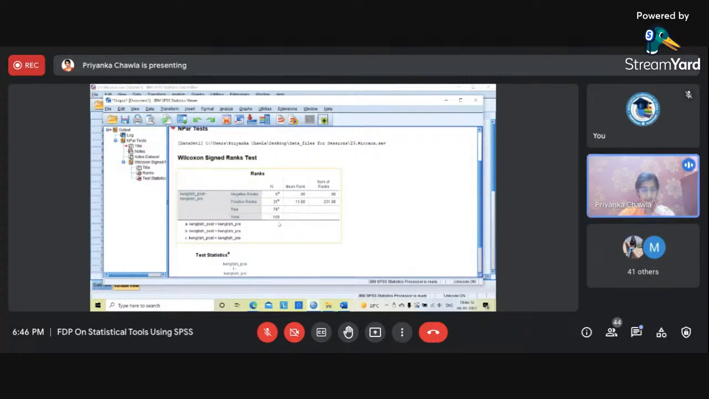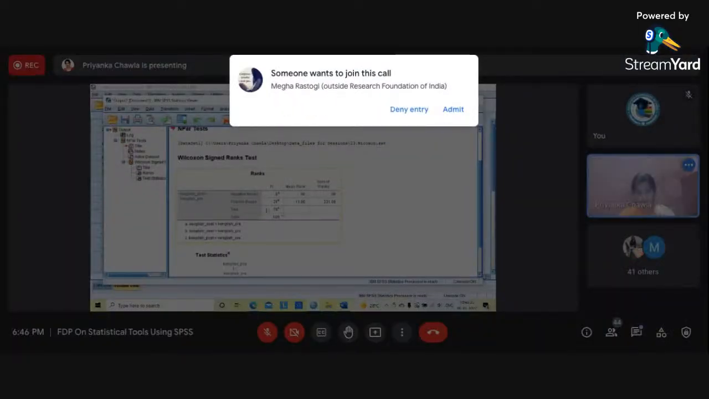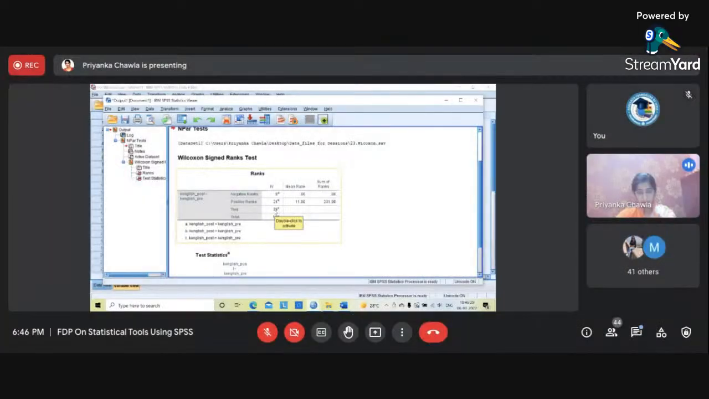How much is the sample data? 100. Out of 100, 79 were ties. Next, negative rank is 0 and positive rank is 21. That means post is smaller than pre, that's why we are getting 0. And here we are getting post is greater than pre, that's why we are getting 21 as positive.